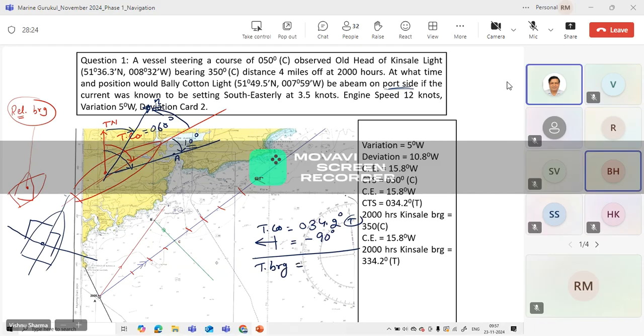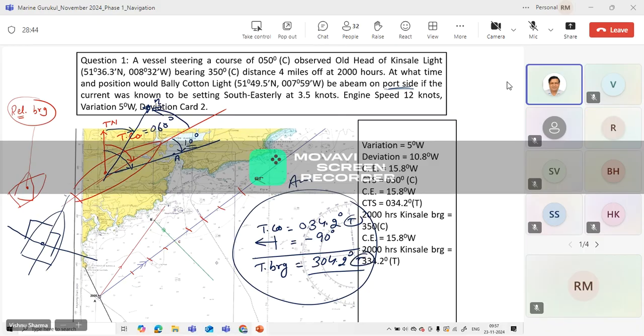And this is being done on the answer sheet, guys. Now, since 34 is less, you can add 360. 360 brings you the same. So 360 degrees you add to 34 and subtract. How many degrees will be the true bearing, guys? 304.2.